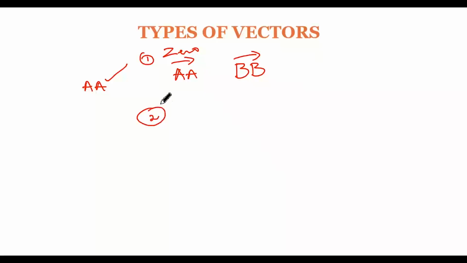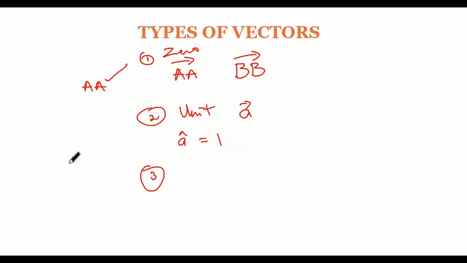Then the second one will be a unit vector. A unit vector is a vector whose magnitude is 1, okay, and it is denoted by a cap. If you have a vector A like this, the magnitude of this vector A will be denoted by this, okay. That shows us that this is a unit vector. It's very important for you to get this. So if the modulus of this vector is equal to 1, then we have a unit vector.